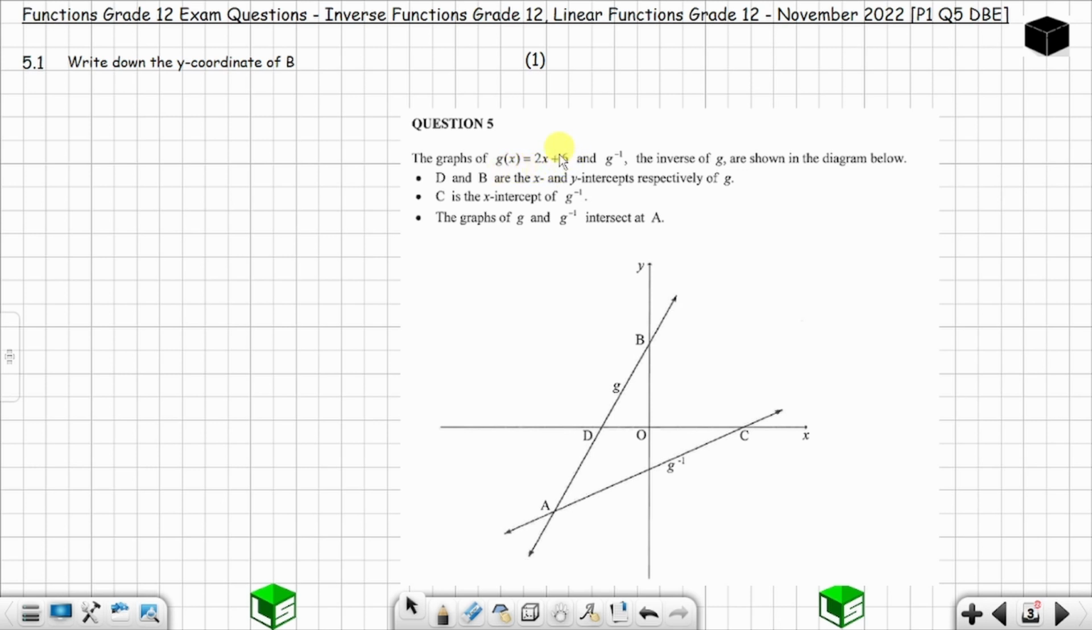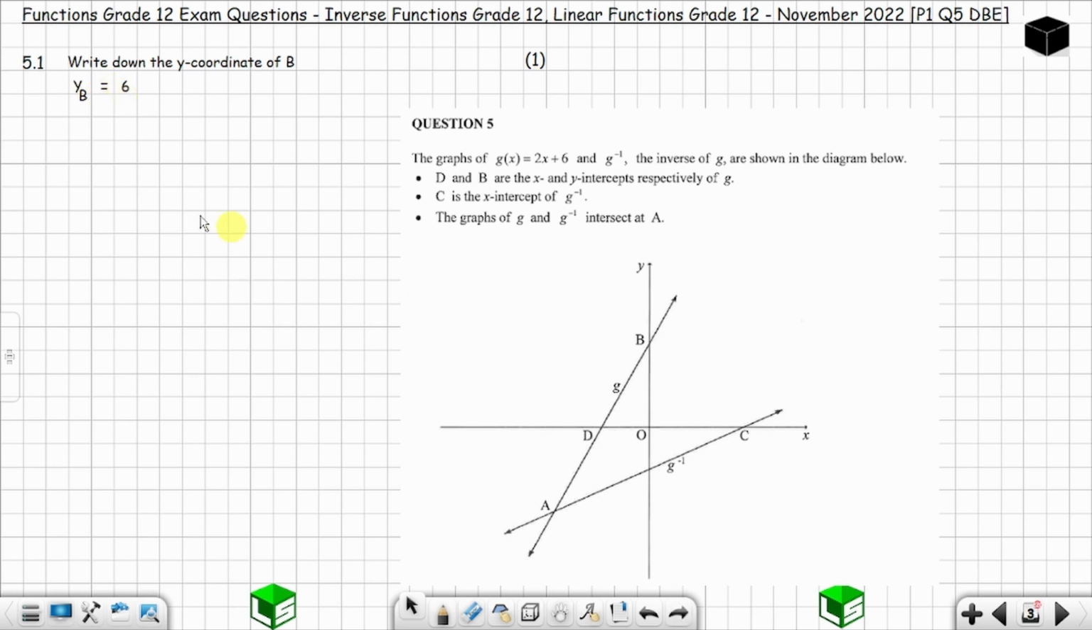So the value of c is 6. From this value, you know that the y-intercept is 6. So this is the y-intercept. You can see it is on the y-axis. So the y-coordinate of B is 6, and the x-coordinate of B is 0. Remember, at the y-intercept, x is equal to 0. So the y-coordinate of B is equal to 6.